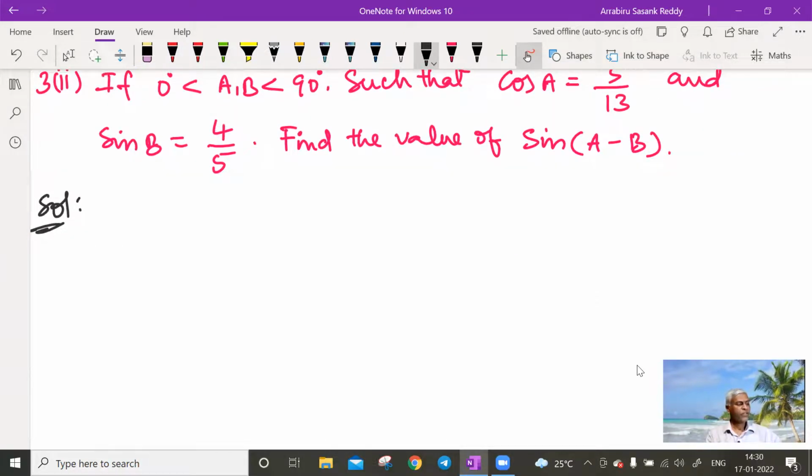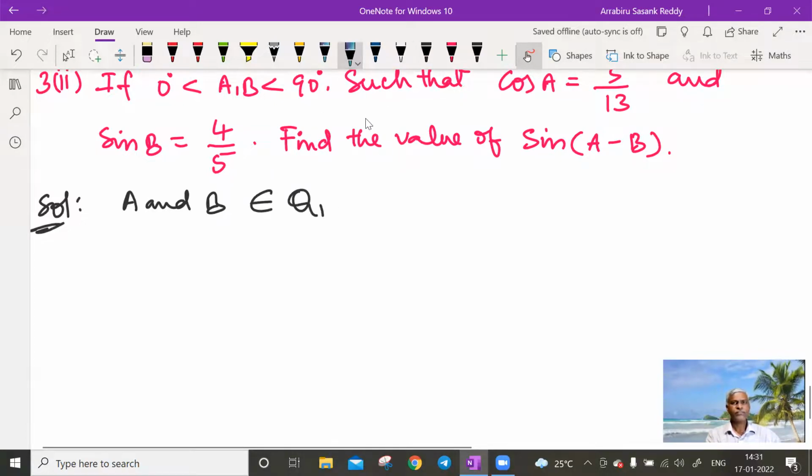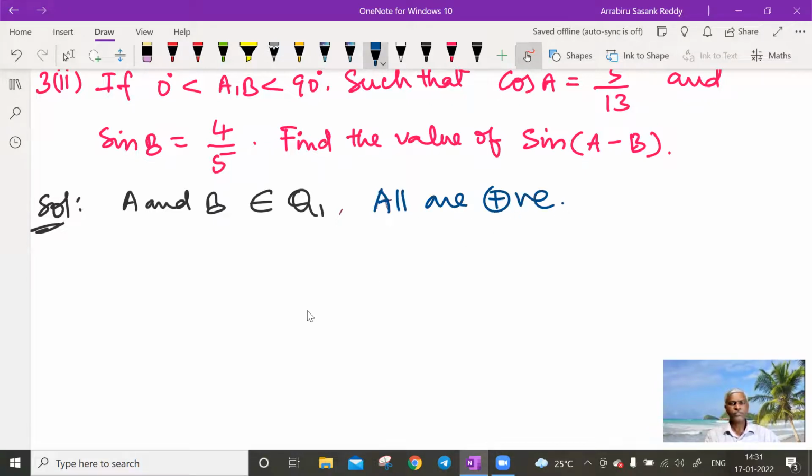A and B both belong to the first quadrant. Both are in the first quadrant, so all trigonometric ratios are positive in the first quadrant.